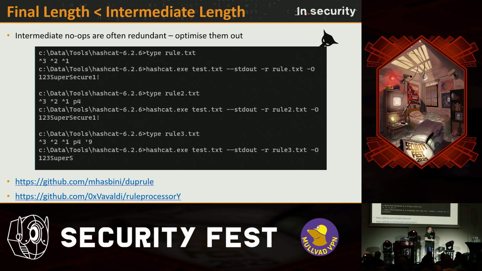Optimize it out. That's a single cycle of compute you're wasting, which is never going to be noticeable for a single entry, but built up over time, there are going to be plenty of rules that actually produce redundant no operations, assuming you're attacking passwords of length 8 or higher. Again, a couple of tools could help you, and rule processor is definitely my favorite.